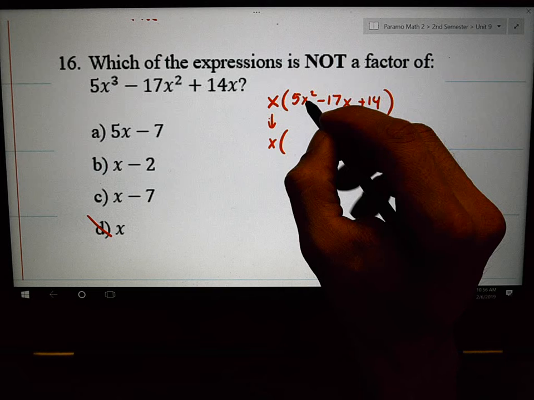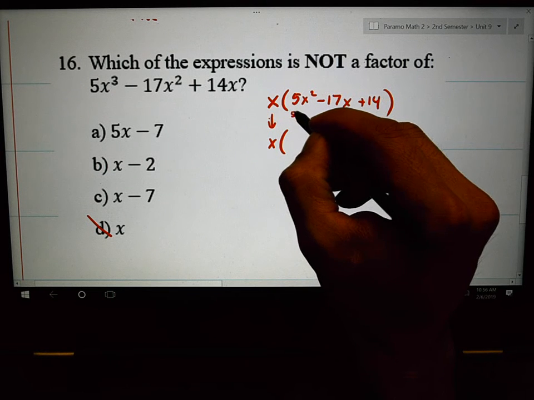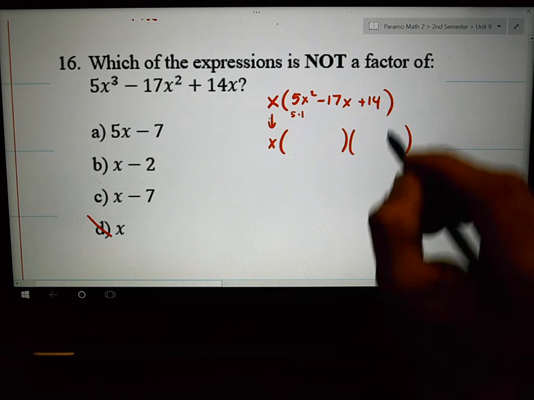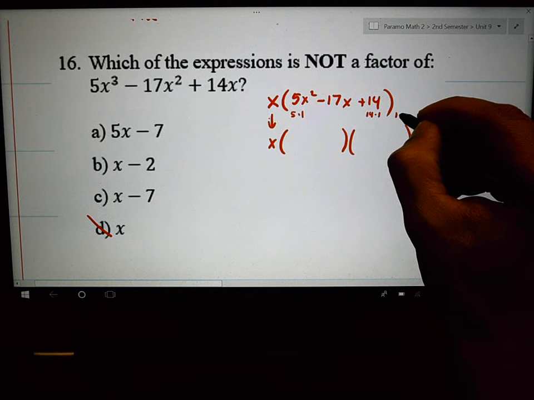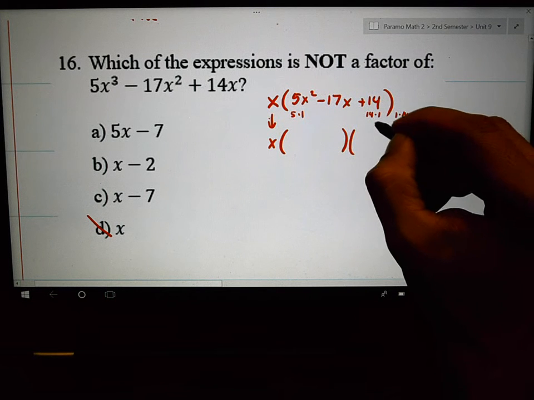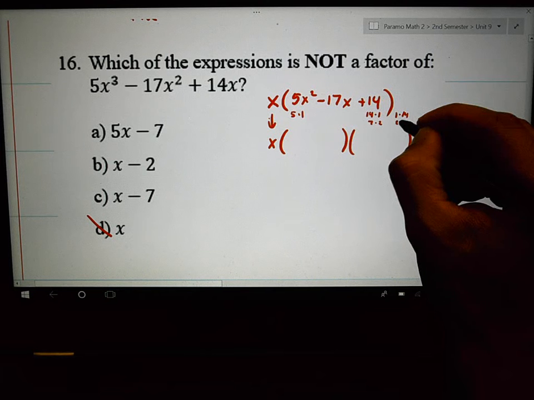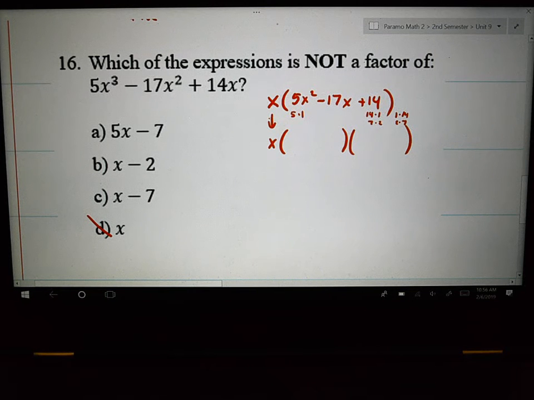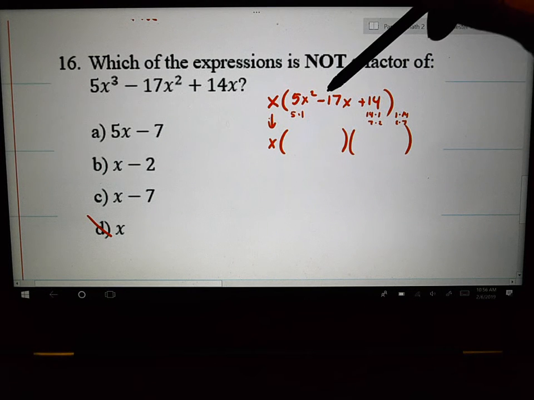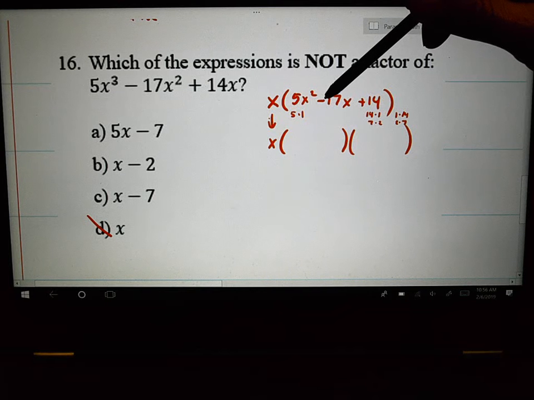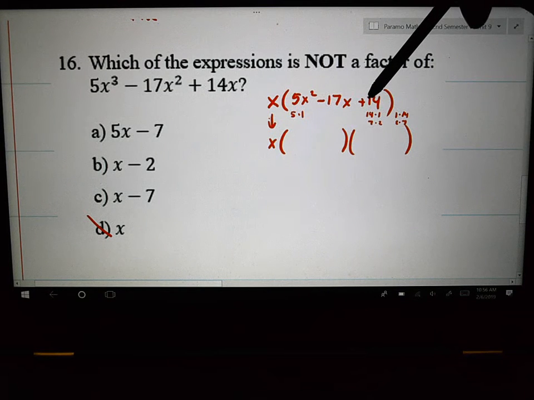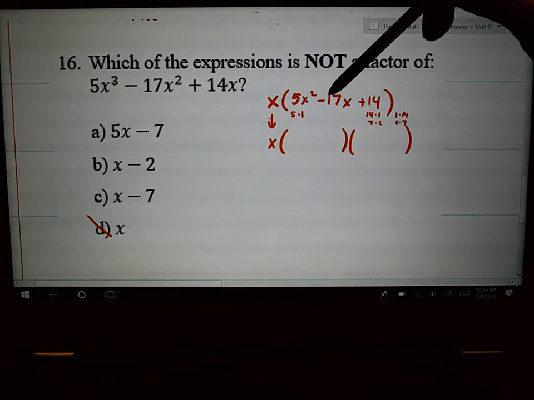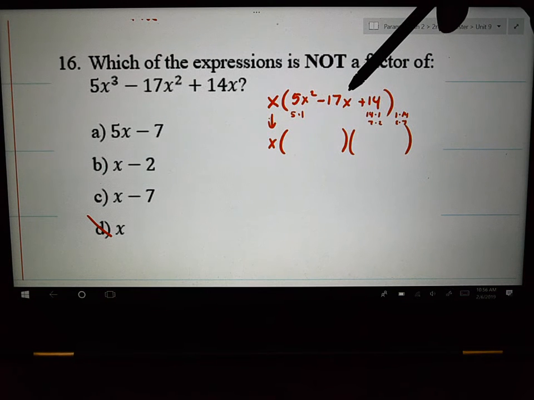The good thing is the 5 is prime. 5 times 1. The 14 is not prime, so we got to look at the 1 and the 14, the 14 and the 1, the 7 and the 2, and the 2 and the 7. It's going to be one of those combinations. Now we have a negative this time, a negative 17, but a positive 14. It's going to multiply to be a positive, but add to be a negative. That probably means it's going to be a negative and a negative, by the way.